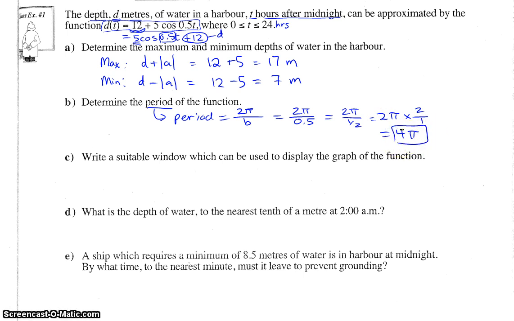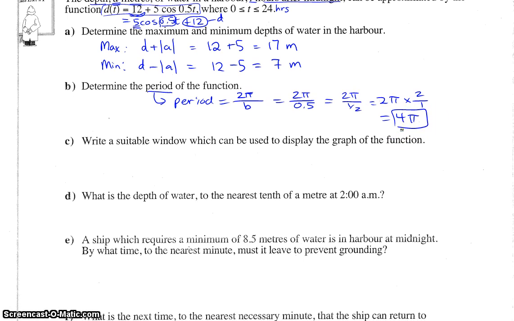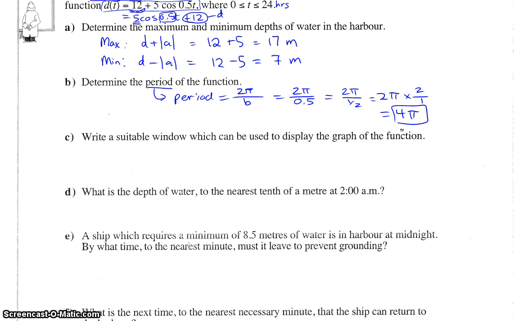Now part C, write a suitable window which can be used to display the graph of the function. So our x and our y window settings. In this case, x is actually t and y is actually d, but on the calculator it'll be x and y. Time was to do with the period, right? So the length of one period here would be 4 pi.